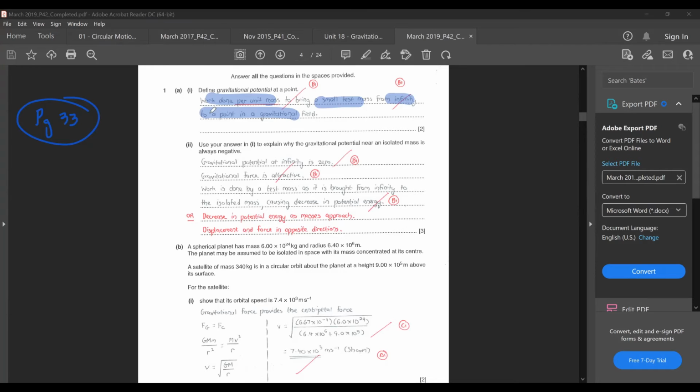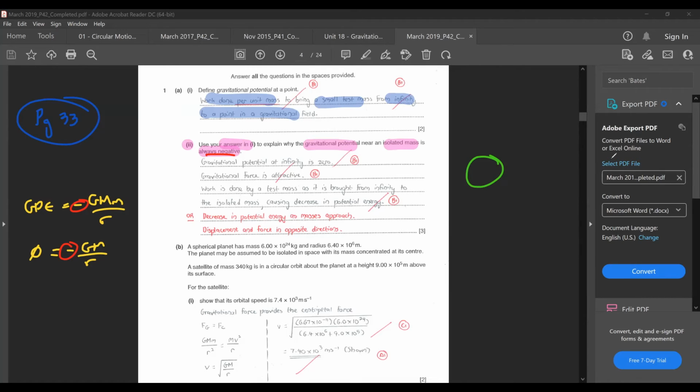Now what we want to look at is part 2. They're asking you to use your answer in 1 to explain why the gravitational potential near an isolated mass is always negative. So as I mentioned to you just now, GPE value is going to be negative GMm over r. Potential would also be negative GM over r. So it's always important to maintain the negative sign there, because it's telling you that the value is negative. It's always going to be below 0. So your past year questions actually will ask you to explain why they were negative in the first place. So this one kind of relates to what I explained in the notes before.